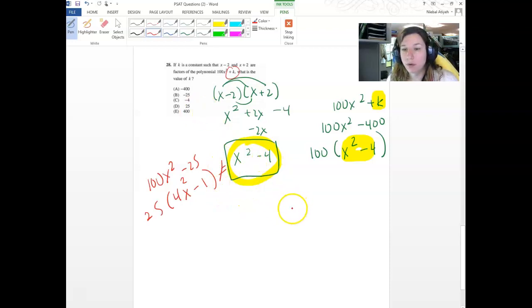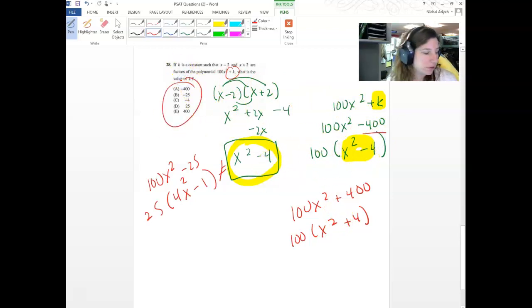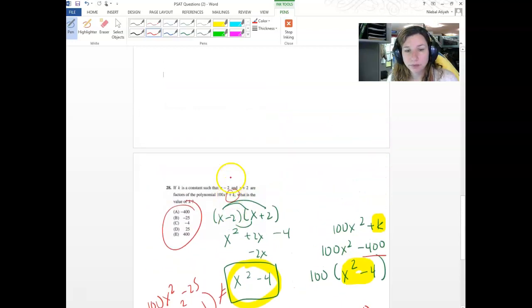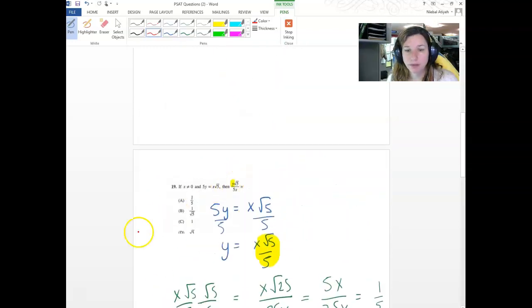Even if you tried 100x squared plus 400, and you factor out 100, you get x squared plus 4. It doesn't match up. So you could have kind of pointed out that it needs to be a negative 400 just from comparing those two expressions. But if you're feeling lost, you can always substitute the answer choices they're giving you to figure out what your best answer is.